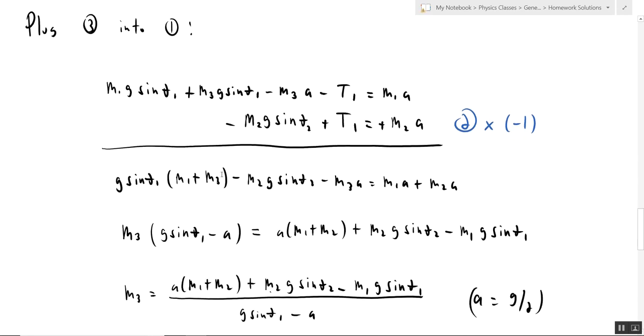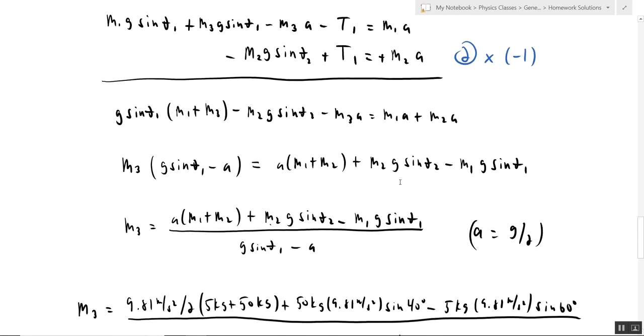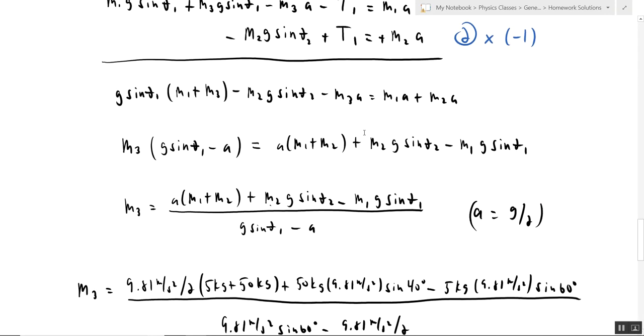You get this. And then the goal is to find mass 3. So I'm putting everything with M3 on one side. So when you multiply this through, you get M3g sine theta 1 minus M3a. So that gets pulled out on this side. Then I'm adding M2g sine theta 2 to both sides, and I get this.